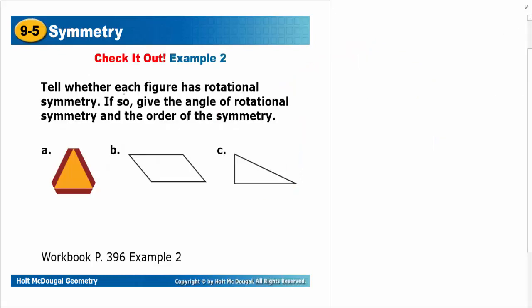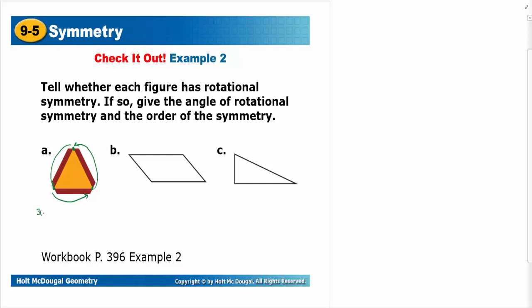Example 2: we're going to tell whether each figure has rotational symmetry. If it does, we give the angle of rotational symmetry and the order, how many of them there are. Let's start with the first figure. I know it's got this little extra part on it, but this is a regular polygon. You'll see it has 3 points, so I should be able to rotate each point onto the next, which means I can do it 3 times.